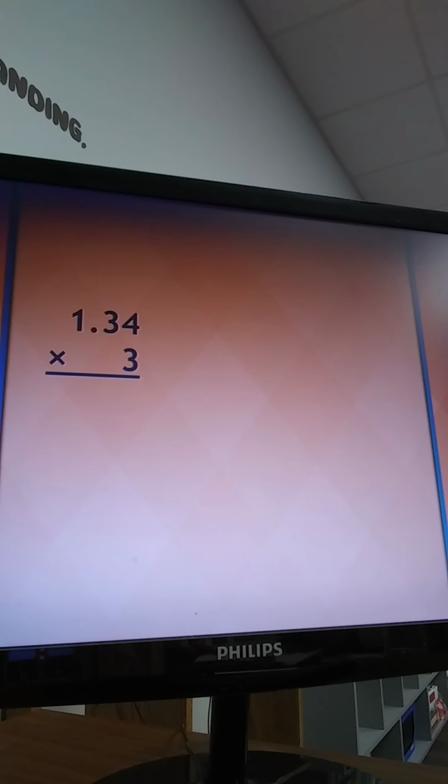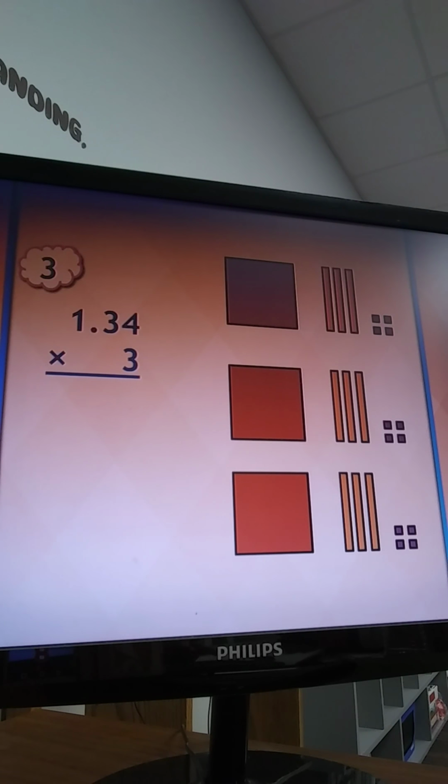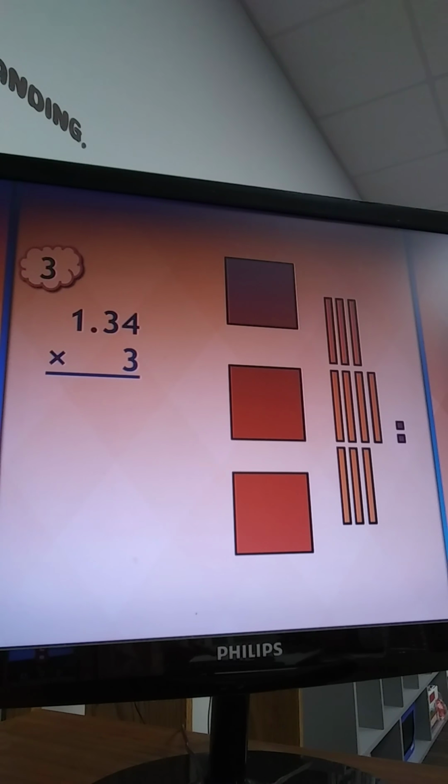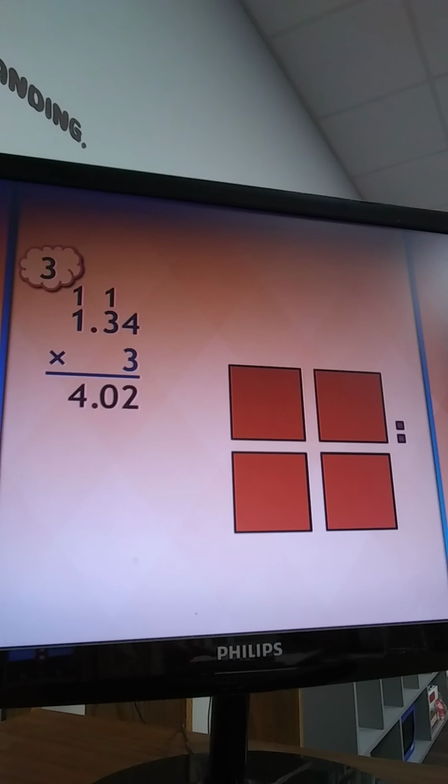Okay, multiply. Now, when we estimate, again, 1 and 34/100ths, 100, half of 100 is 50. 34 is less than, so it would stay at 1. 1 times 3, of course, is 3. When we actually do the work of multiplying, we get 402.